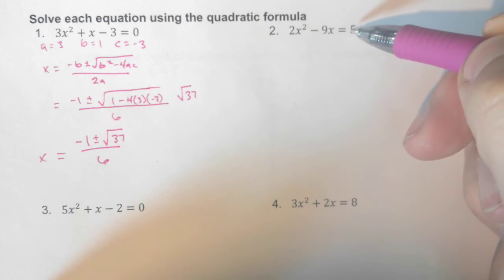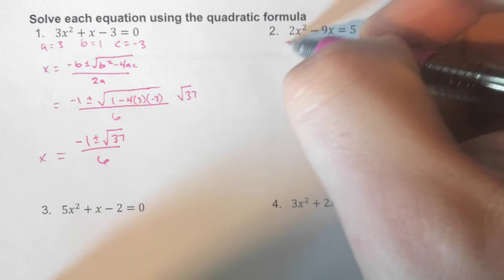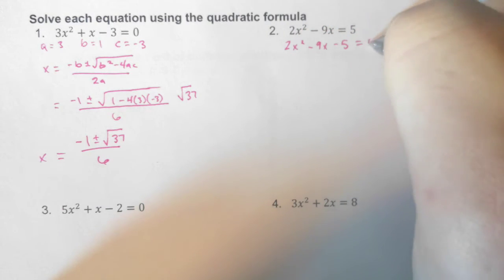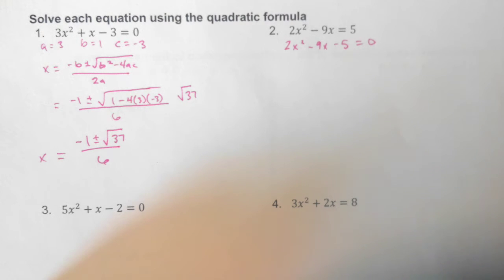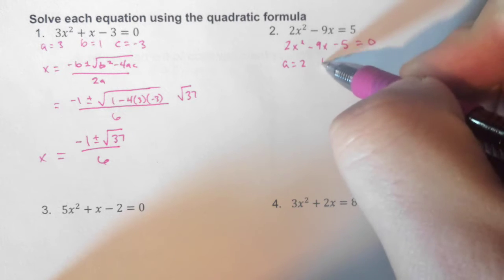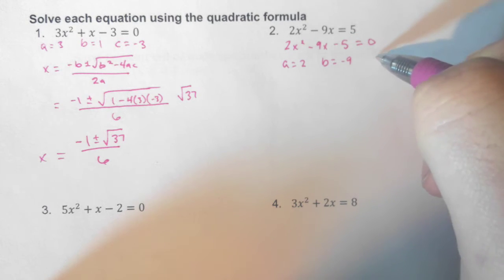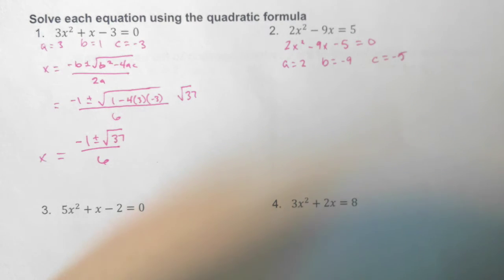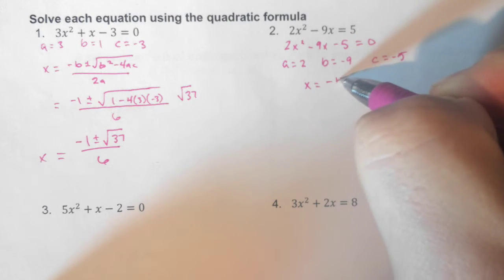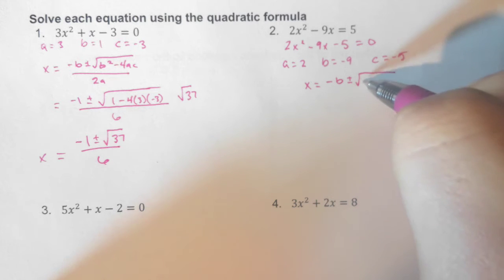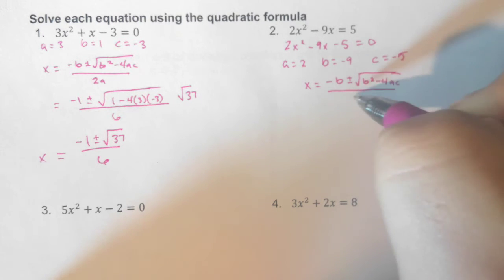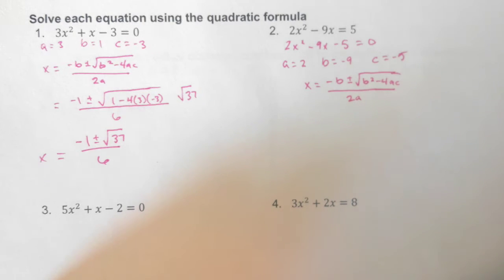On number 2, notice it is not set equal to 0, so our first step, when you're using the quadratic formula, it must be set equal to 0. So you would subtract 5, and now it is set equal to 0. So we'll identify a is 2, b is negative 9, c is negative 5. And then we'll write down the formula. x equals the opposite of b plus or minus the square root of b squared minus 4ac all over 2a. Then all I have to do is plug it into the formula.